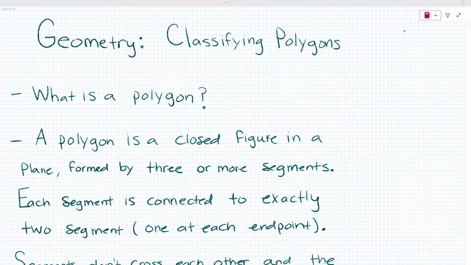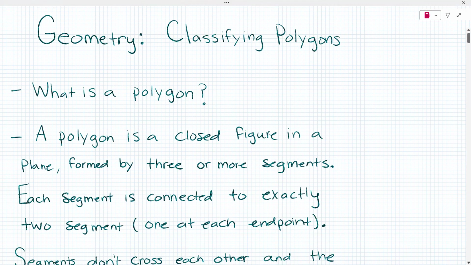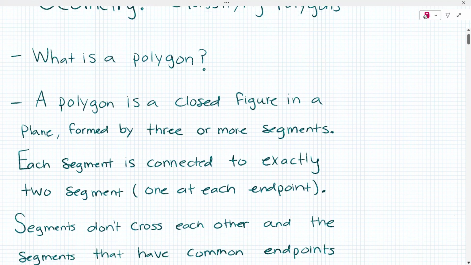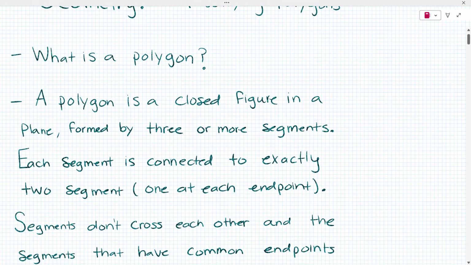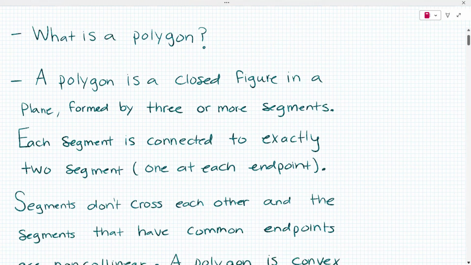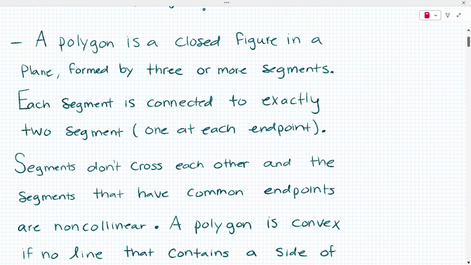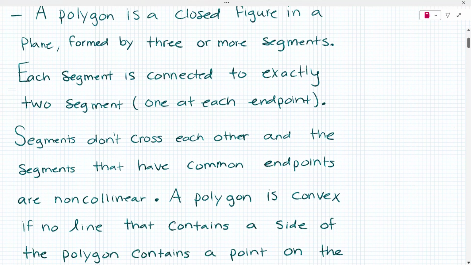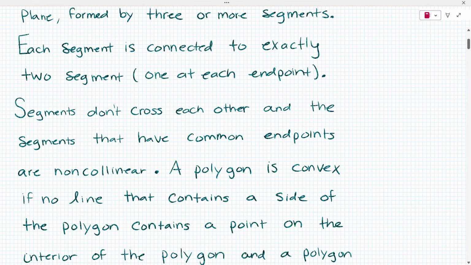Each segment is connected to exactly two segments, one at each endpoint. Segments don't cross each other, so that's also important. Segments do not cross each other, and the segments that have common endpoints are non-collinear. So collinear means they have to be in the same line.